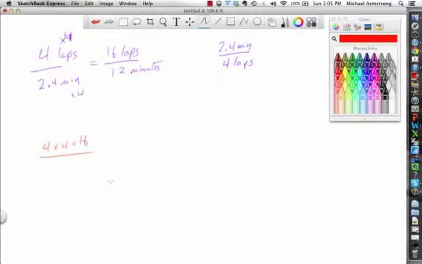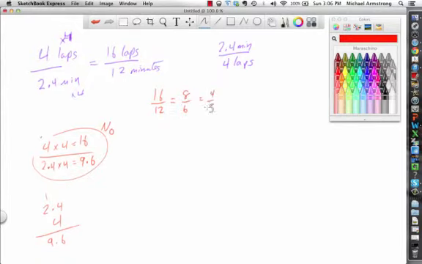And 2.4 times 4 looks like it's not going to come out to be a whole number. It's 9.6. So 2.4 times 4 is 9.6. So this looks like no, if we did it that way. What if we just use a simplification process? 16/12 is the same as 8/6, just cutting in half, which is the same as 4/3.